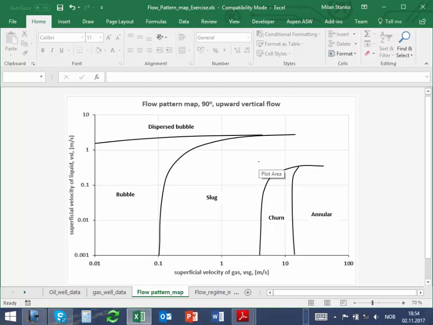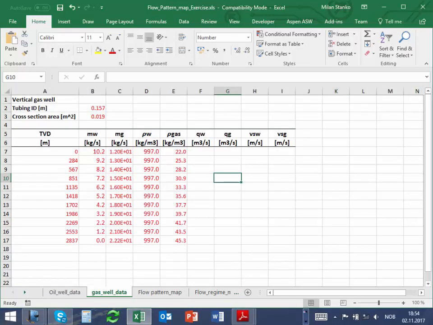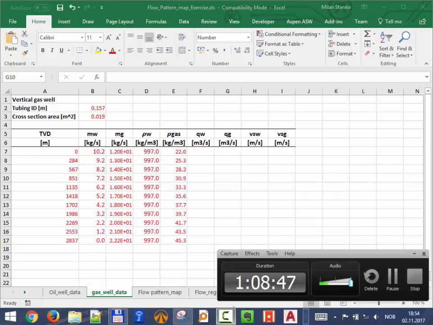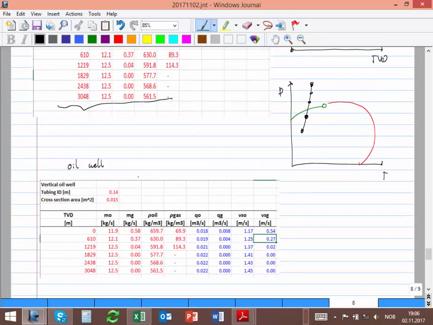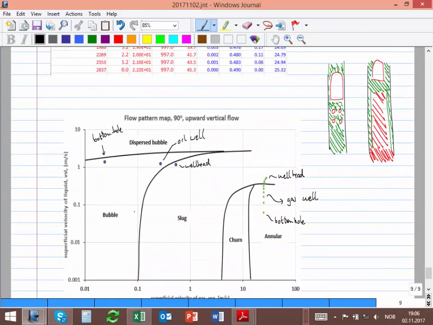Remember, we're going to assume this map doesn't change with properties. And it's the same vertical pipe, etc. And then we see which flow pattern we have in each well. Okay? So that's a very simple exercise, but just to show you that really you can use these flow maps to tell you what will happen in your well.